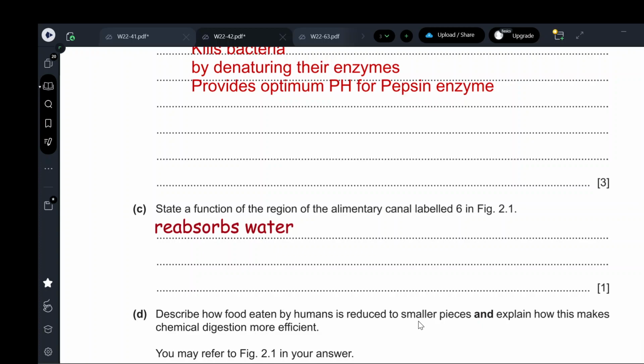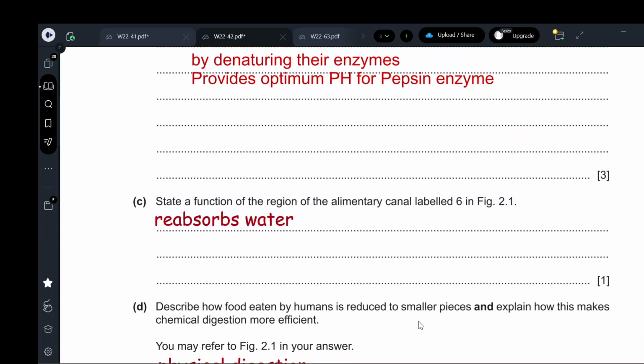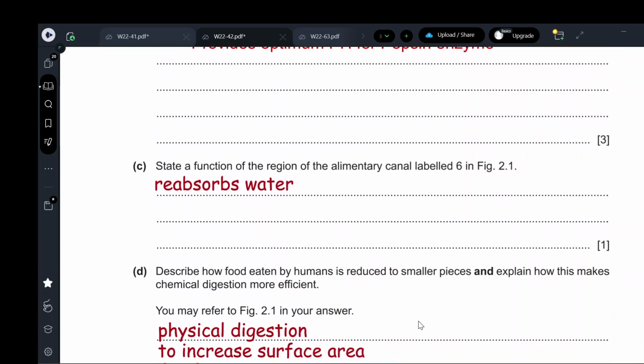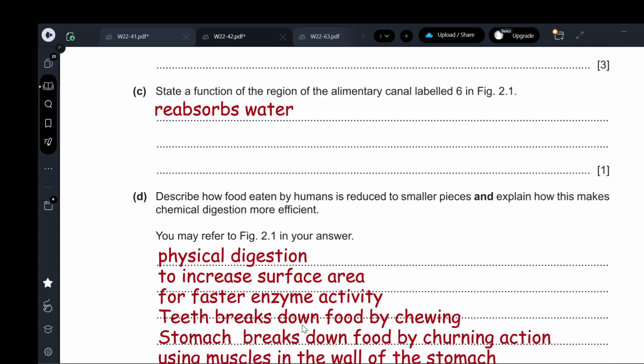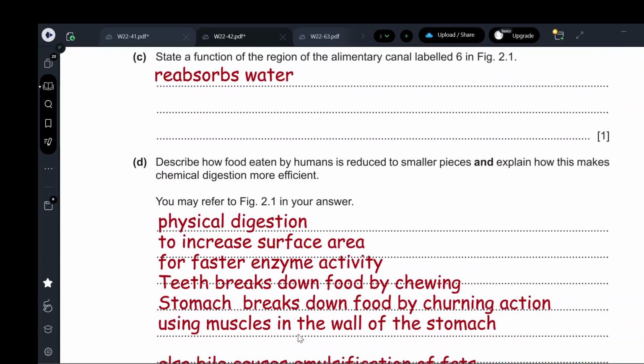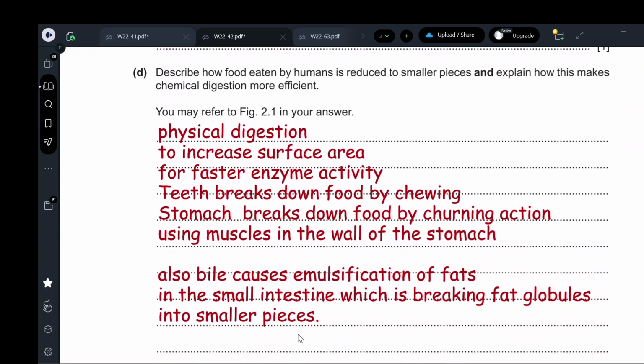Describe how food eaten by humans is reduced to smaller pieces, and explain how this makes chemical digestion more efficient. How do we reduce food to smaller pieces? We have multiple ways. Here I'm going to describe the physical digestion. It occurs to increase the surface area for faster enzyme activity. Where does this happen inside my body? The teeth break down the food by chewing. Also, the stomach breaks down the food by churning action using the muscles in the wall of the stomach.